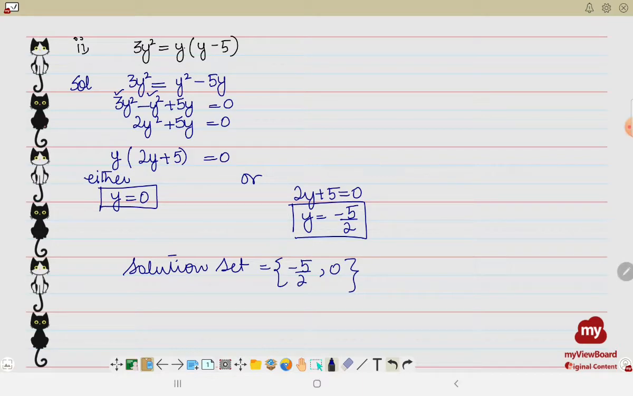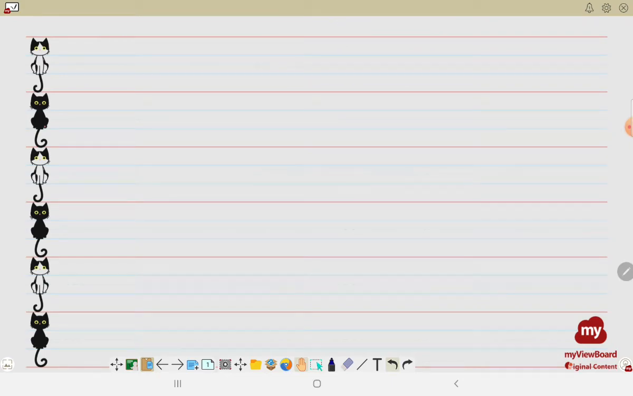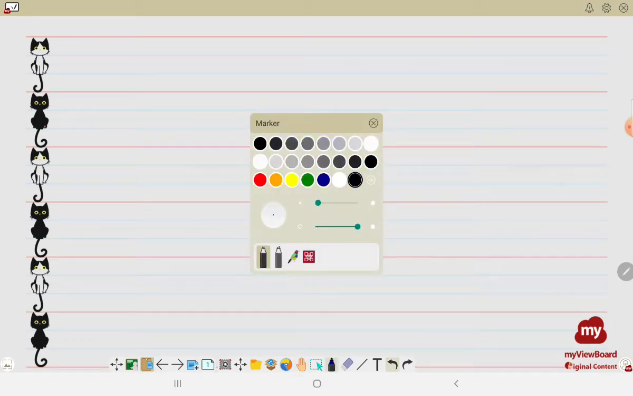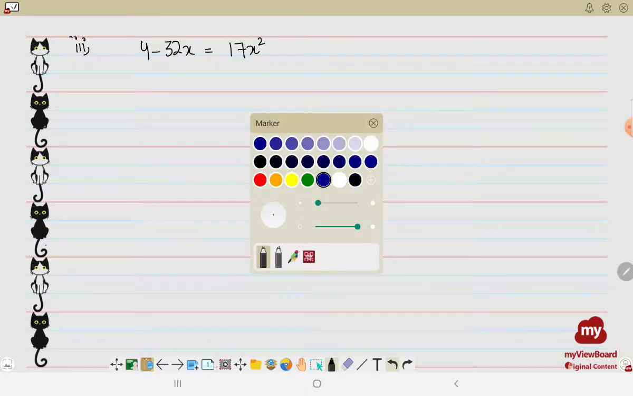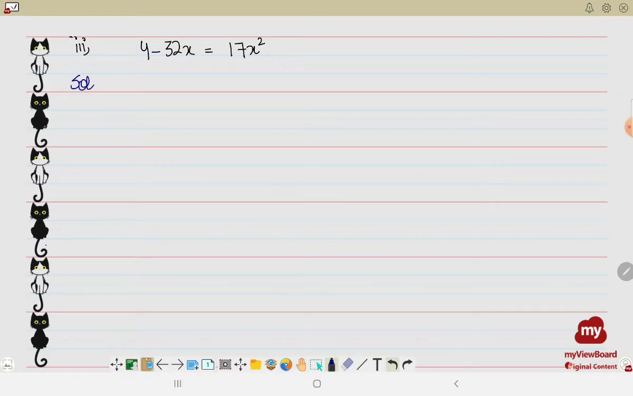Now let's solve another sum of the same question. The third part: 4 minus 32x equals 17x square. Usually the term with x square has a plus sign. So here in this sum we'll take all the terms from the left hand side to the right hand side. It will become 17x square plus 32x minus 4. This can also be written as 17x square plus 32x minus 4 equals 0.